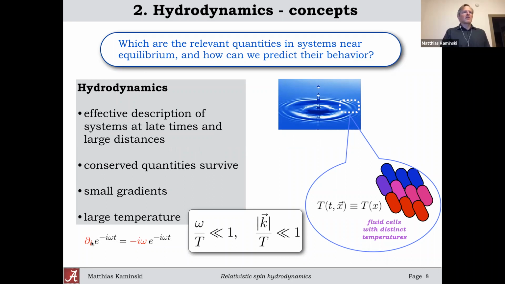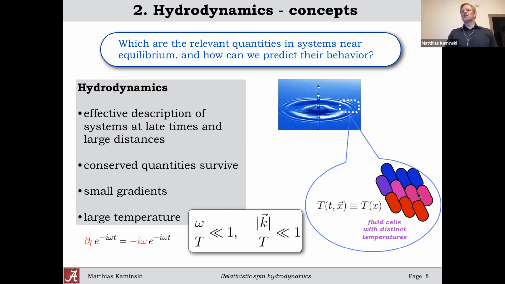Then any time derivative acting on this little ripple or charge distribution will create a minus i omega here. So any time derivative is on the order of minus i omega, on the order of the frequency omega of that fluctuation. The small gradients limit is when this fluctuation frequency is much smaller than the temperature. That's the time gradients, and then also the spatial gradients: we want the wave vector to be much smaller than the temperature. So it's a large temperature theory, hydrodynamics, in that sense.